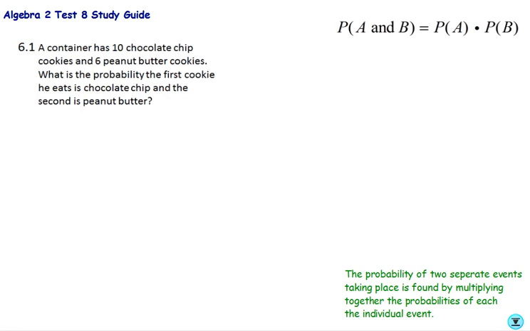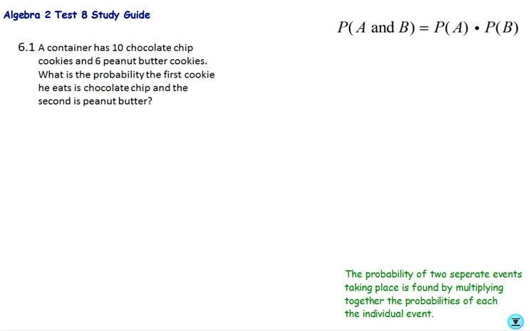All right, to the back side. Number 6. So it says a container's got some chocolate chip cookies in it. It's got some peanut butter cookies in it. What's the probability the first cookie he eats is chocolate chip, and the second is going to be peanut butter?